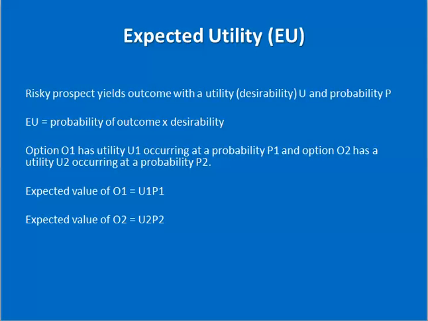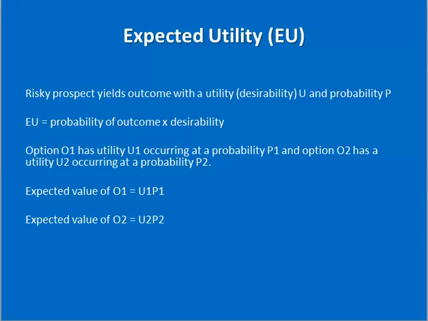A risky prospect, which is a prospect that is neither impossible nor certain, has a certain probability of occurrence, yields an outcome with a utility, U, and probability, P. Utility is the desirability of that outcome, and probability, P, refers to the chances of its attainment. The expected utility is a product of probability of the outcome multiplied by the desirability.